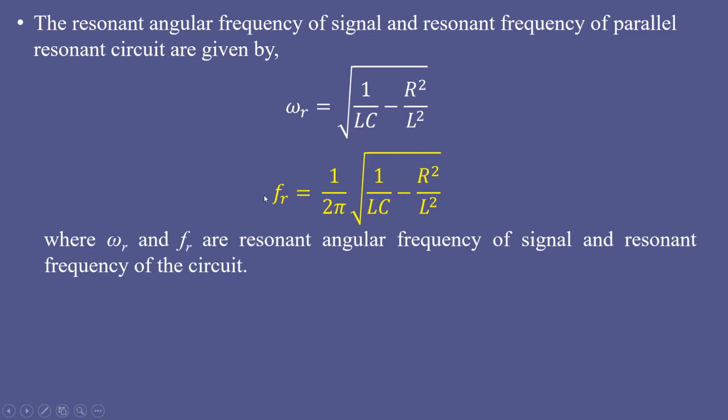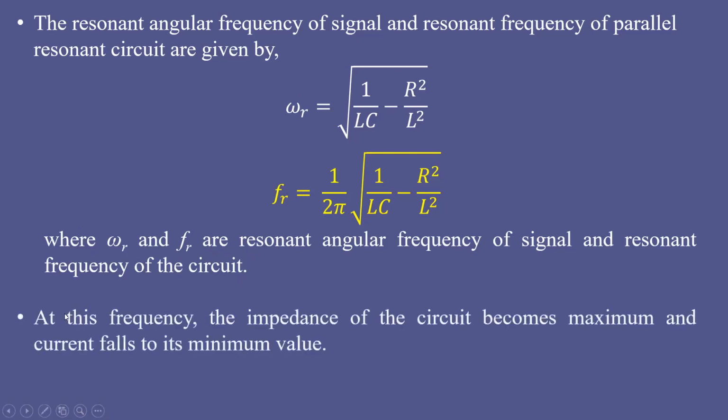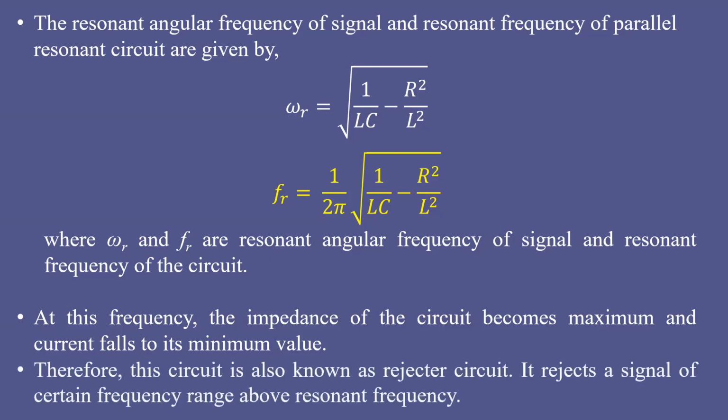This is the frequency of AC at which current becomes minimum. At this frequency, the impedance of the circuit becomes maximum and current falls to its minimum value. Okay, at this particular frequency, what will happen? The current reduces to the minimum value. Current takes the minimum value and impedance takes the maximum value. That frequency is called the resonant frequency of the parallel resonant circuit.